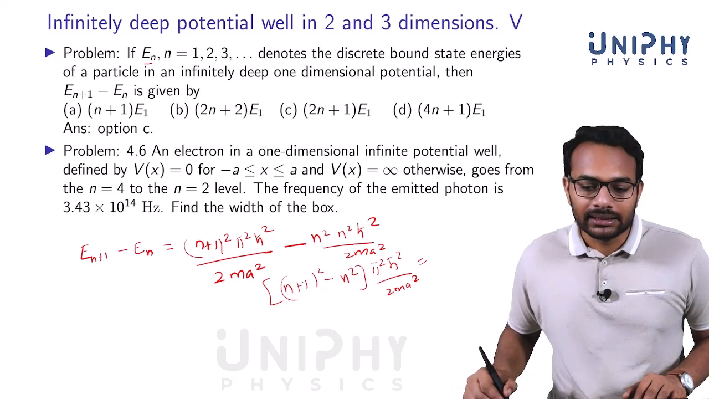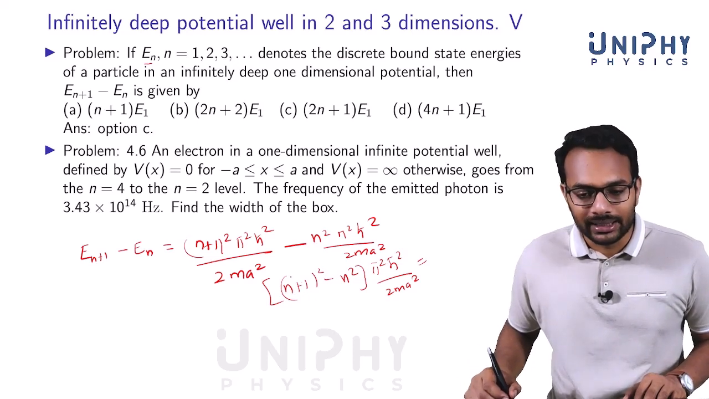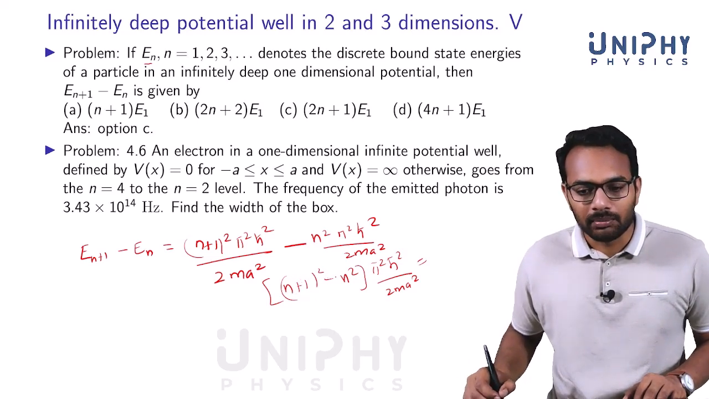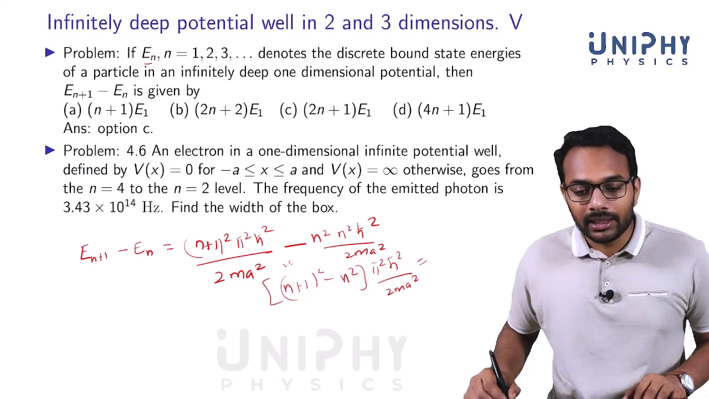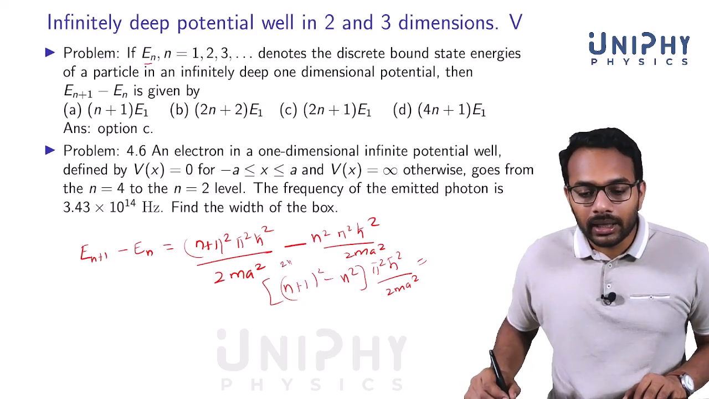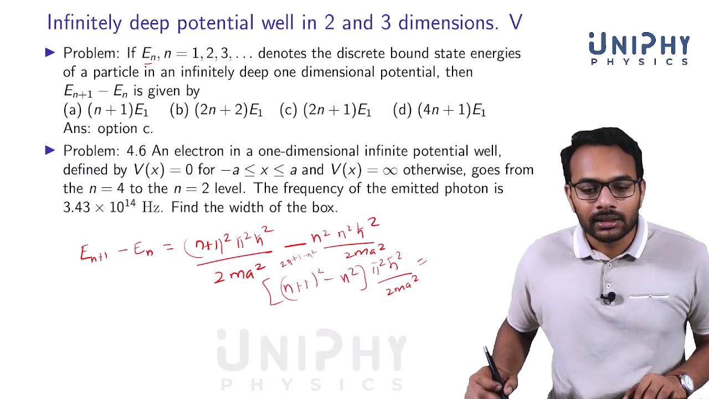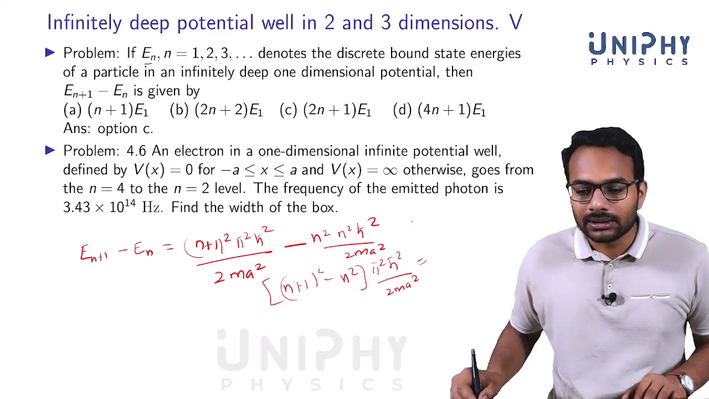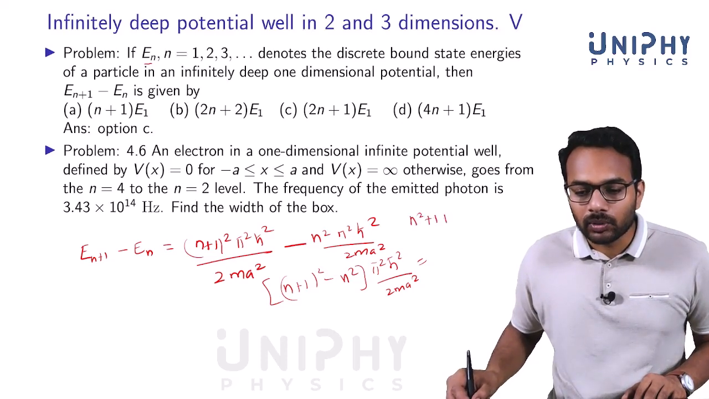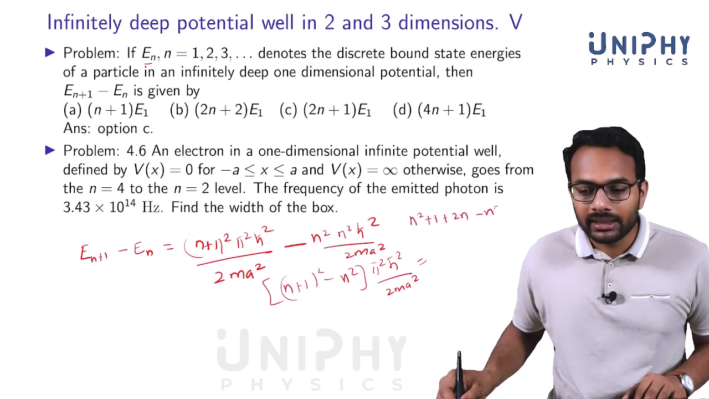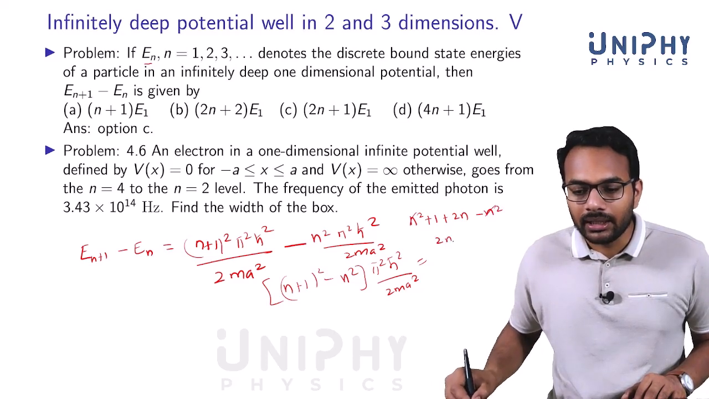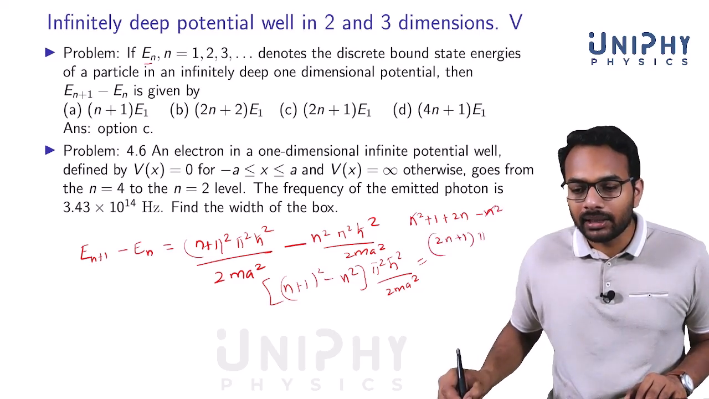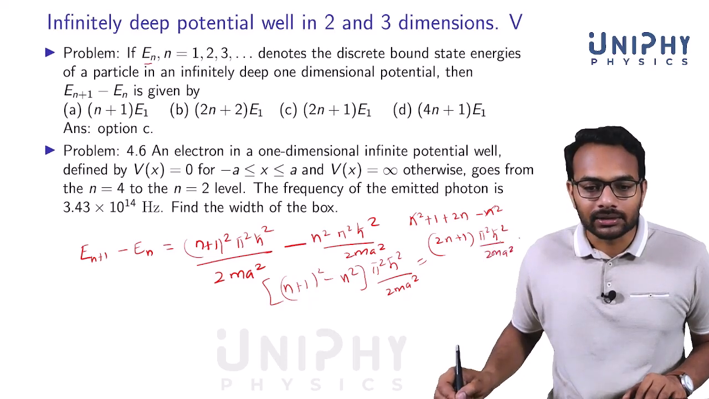What's that? It's (n plus 1) square minus n square. So it's n square plus 2n plus 1 minus n square. So it's 2n plus 1. Am I right? Okay, let's check. n square plus 1 plus 2n minus n square, so it's 2n plus 1 multiplied by pi square h cross square divided by 2ma square.